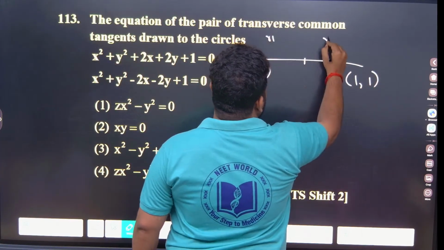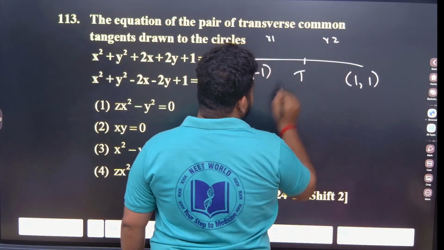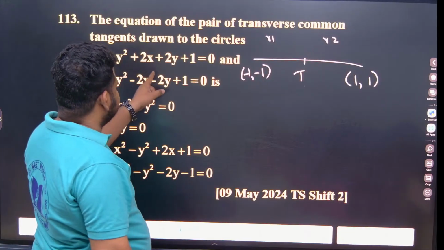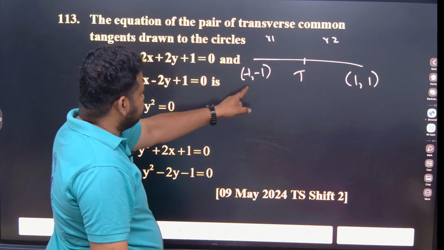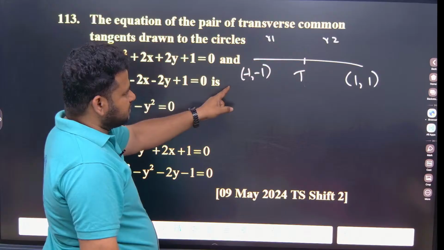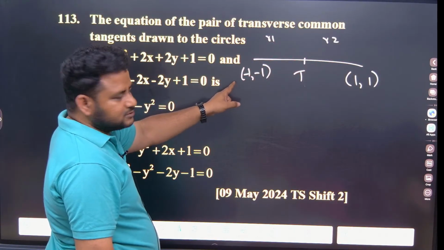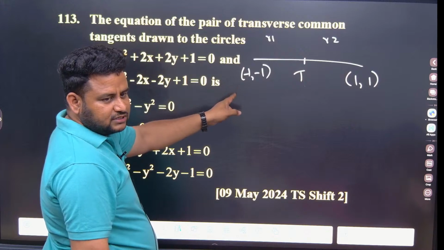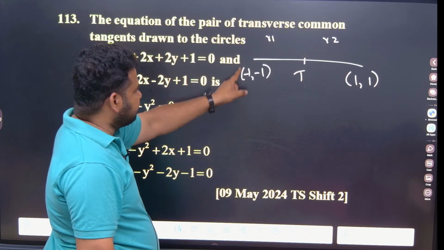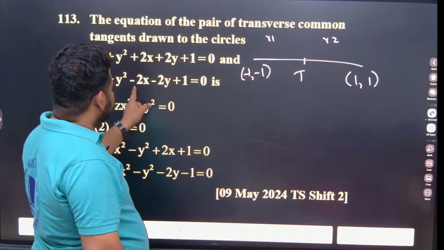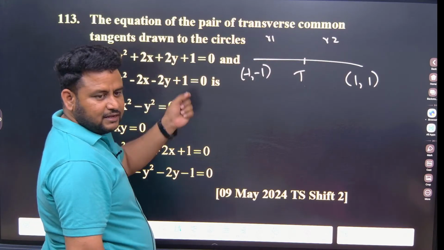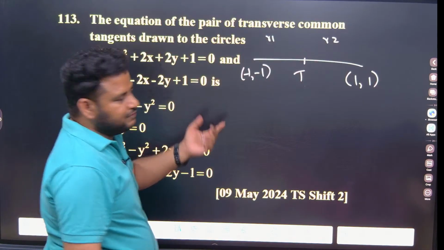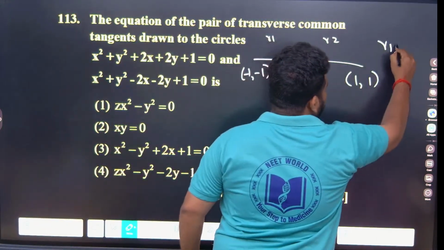So I have to find out this point T first. So R1 is to R2. R is what here? Square root of G square plus F square minus C. Correct na? 1 square plus 1 square minus C. 1 square plus 1 square is what? 2. 2 minus 1 is square root of, what is that? 1 is 1 itself. So this R1 will be 1. So what about this one? 1 square plus 1 square minus 1. R2 will be 1. So R1, R2 is equal. We will get R1 is equal to R2. That means what?